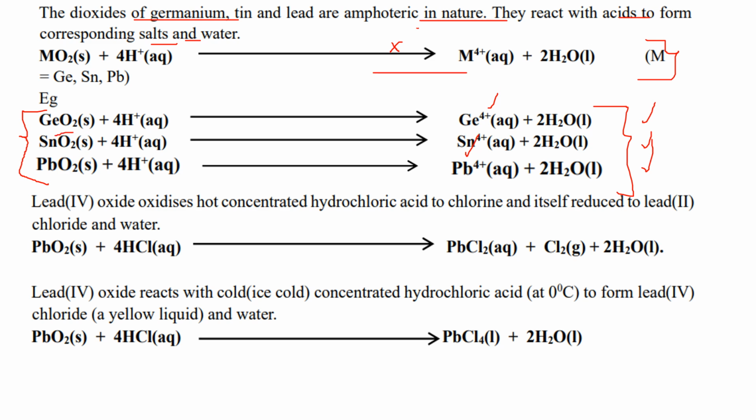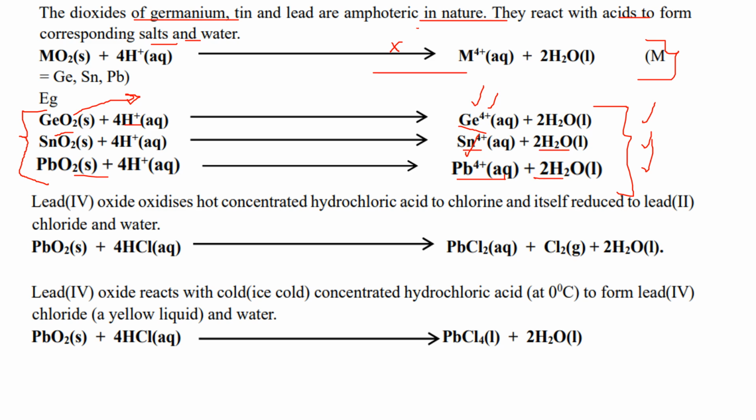So germanium oxide reacts with an acid to form a germanium 4 salt. We are forming a plus 4 salt, or an ion of germanium in the plus 4 oxidation state, because we are using a compound which was in the plus 4 oxidation state. And the others are going to do the same: lead 4 ions and tin 4 ions together with water.